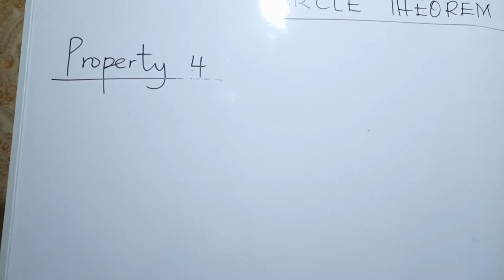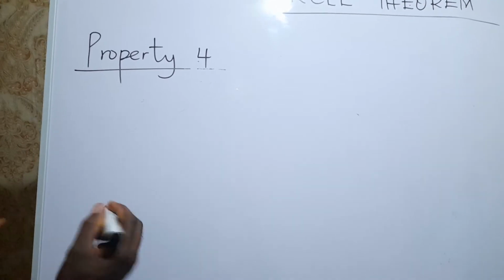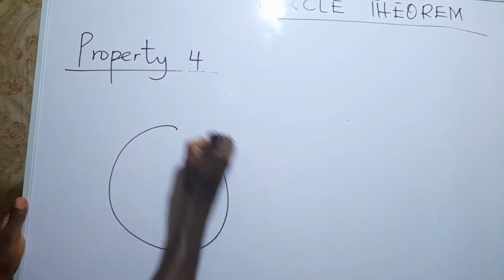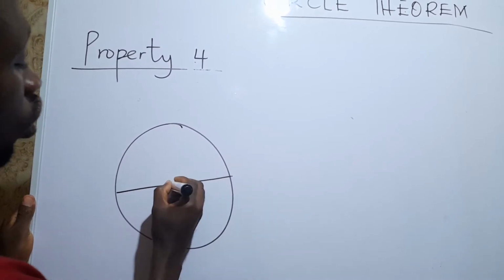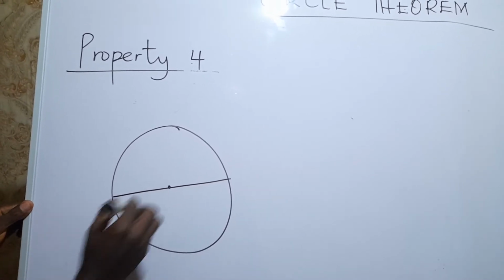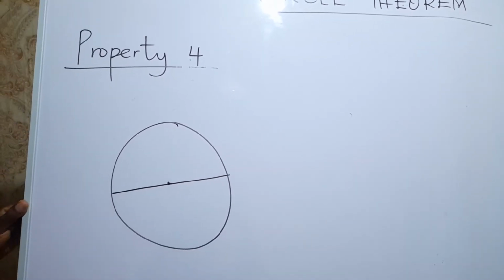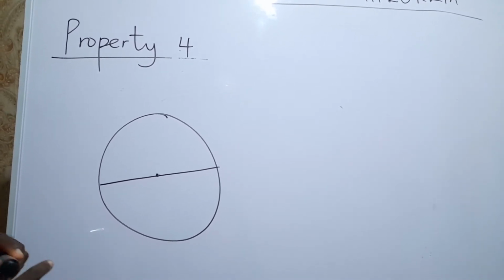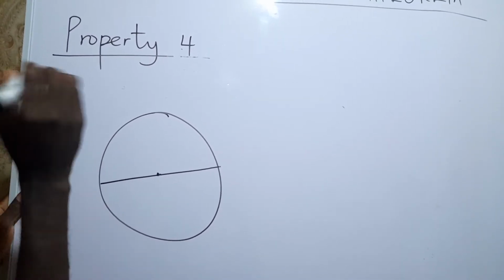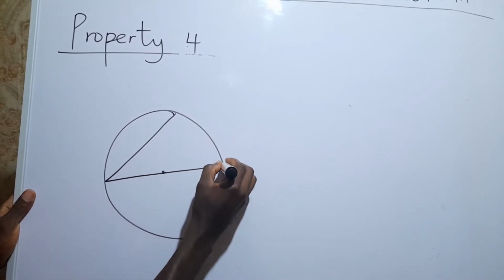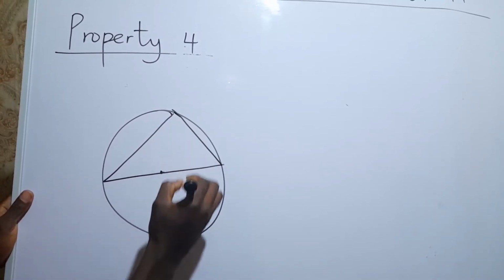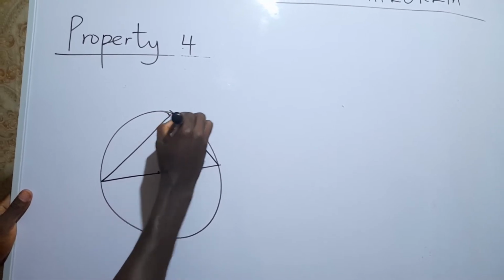So property 4 is about diameter. Enough of the chord. Let's look at diameter. Remember we said that any line drawn to pass through the center of the circle and divide the circle into two equal halves, that line is called diameter. Now the fourth property is saying that if a diameter sustains an angle at the circumference of the circle, that angle is nothing but 90 degrees.